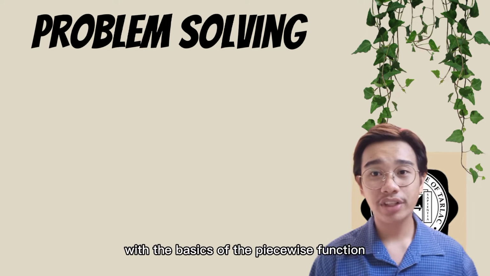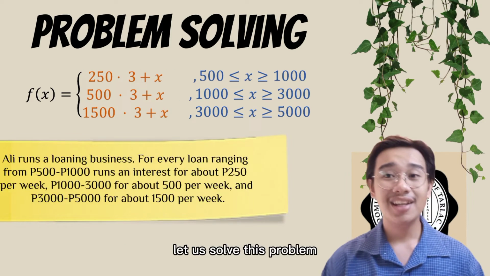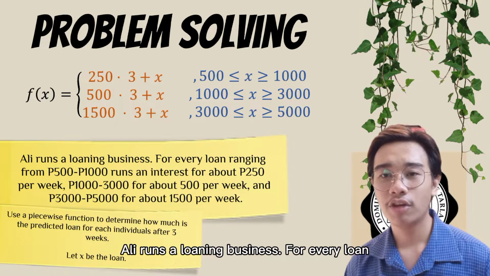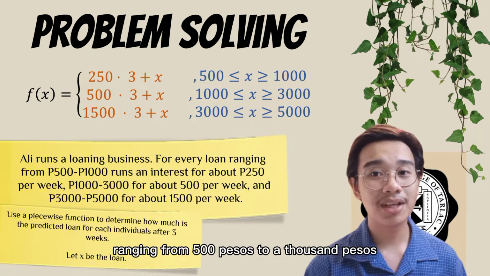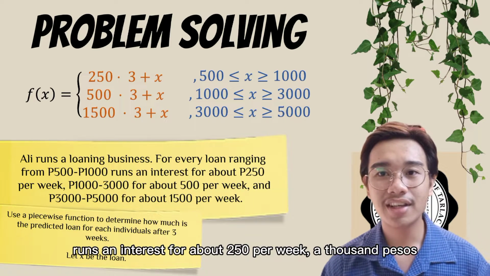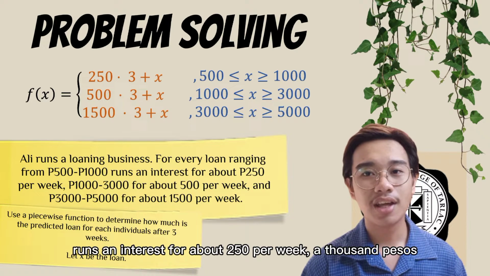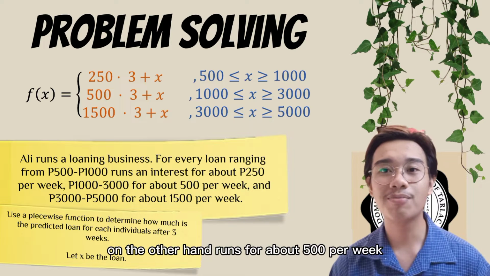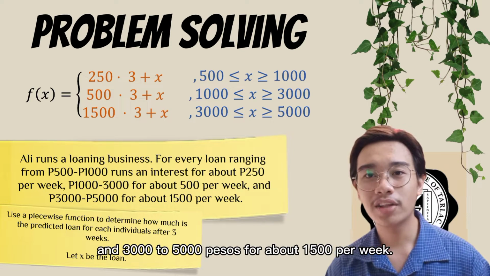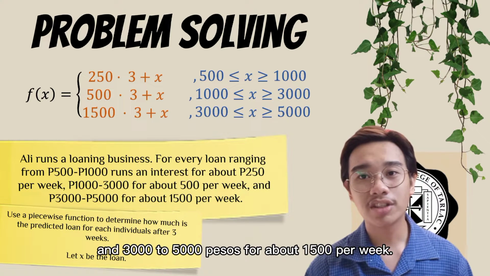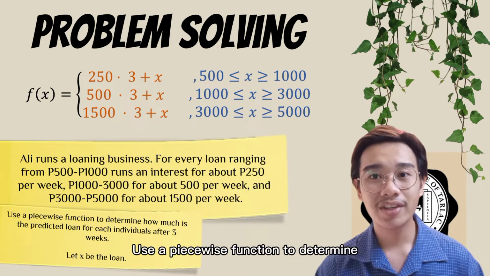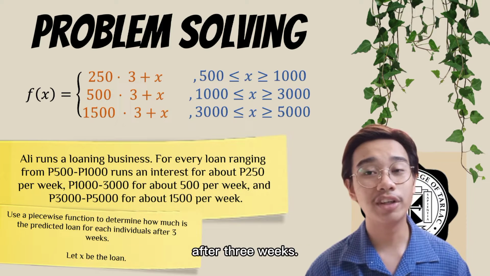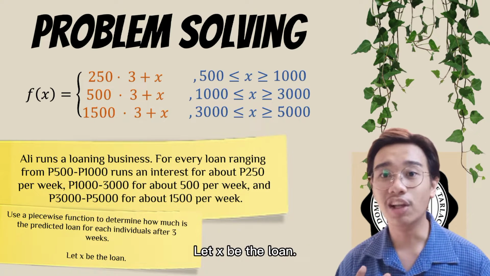Now that we are familiar with the basics of the piecewise function, let us solve this problem. Ali runs a loaning business. For every loan ranging from 500 pesos to 1,000 pesos, he charges an interest of about 250 per week. 1,000 pesos to 3,000 pesos, on the other hand, runs for about 500 per week, and 3,500 pesos for about 1,500 per week. Use a piecewise function to determine how much is the predicted loan for each individual after 3 weeks. Let x be the loan.